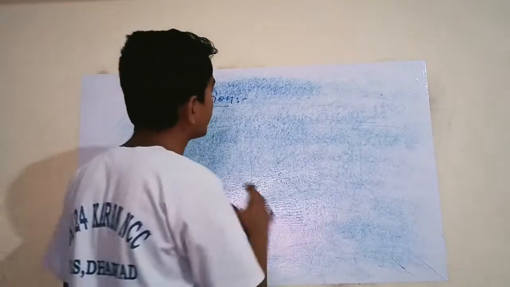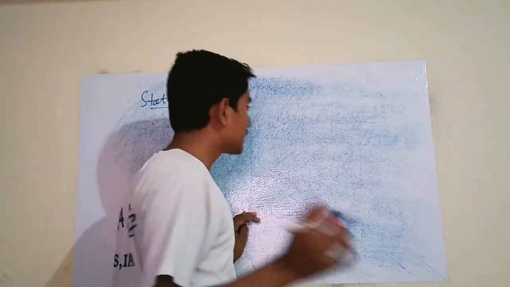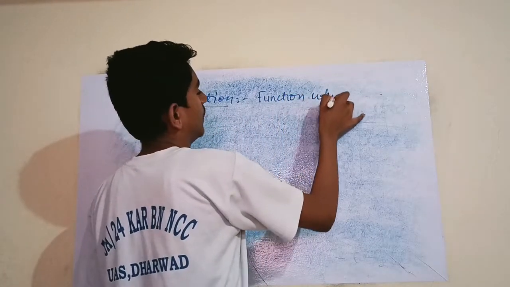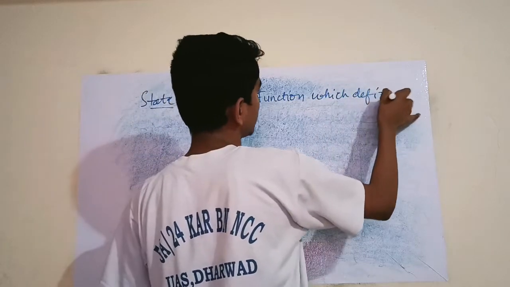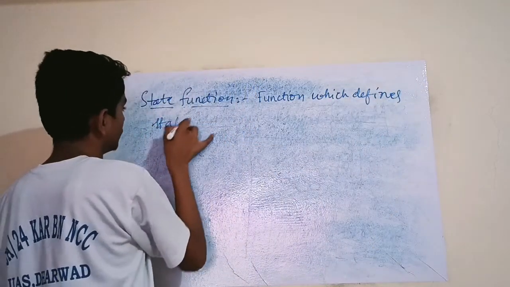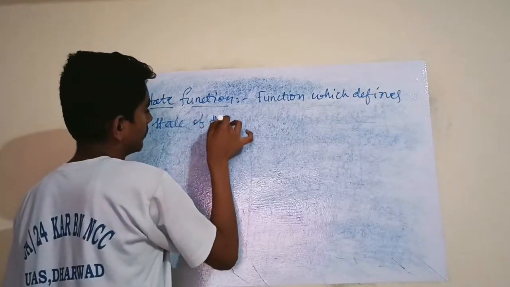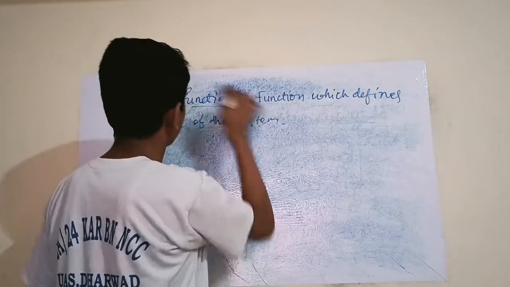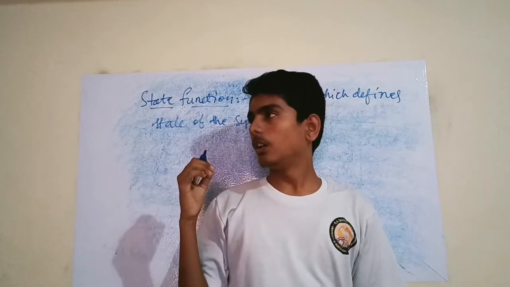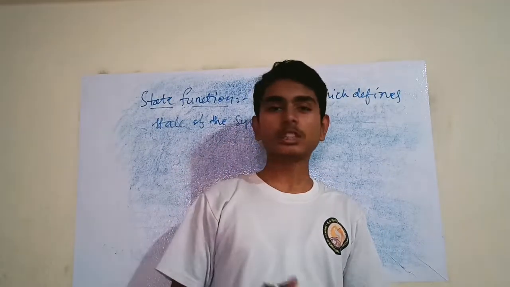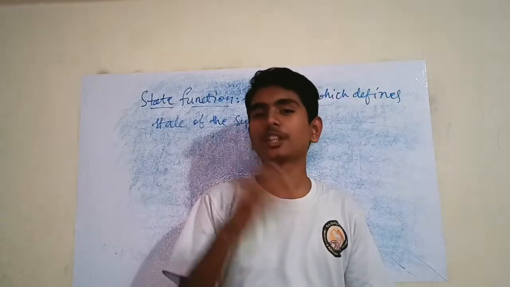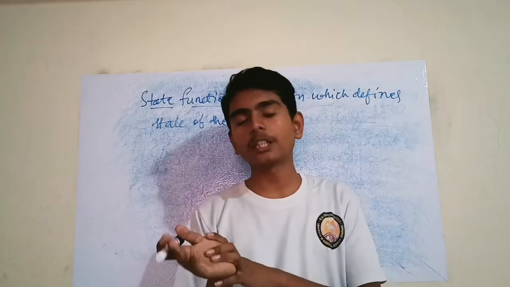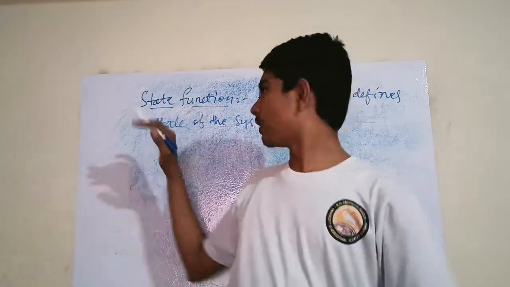What is a state function? A state function is a function which defines the state of the system. A function which defines the state of the system is called a state function. For example, volume and temperature are state functions. They define the physical state or chemical state of the system, whether it is solid or liquid, and at how much temperature it is there. That's why they are called state functions.